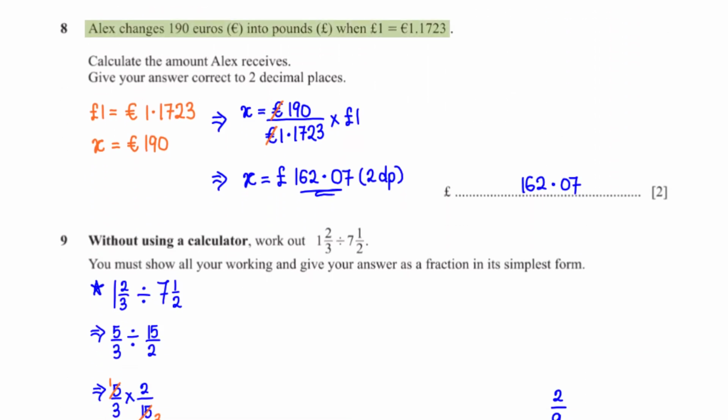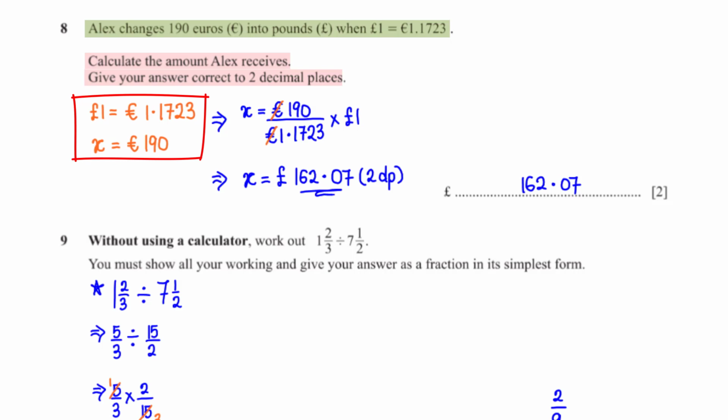Alex changes 190 euros into pounds when 1 pound is equal to 1.1723 euros. Calculate the amount Alex receives. Give your answer correct to 2 decimal places. So first, let's set up our conversion ratio. If 1 pound is 1.1723 euros, then 190 euros is X, which is what we want to find.